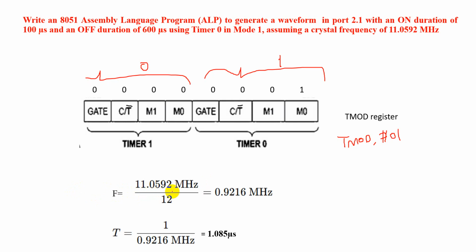So we have to convert it to a machine cycle frequency. We will divide by 12, so we will get a value of 0.9216 MHz. From this we have to convert it to time, t equal to 1 by f. So for 0.9216 MHz, t equals 1.085 microseconds. That means every count takes 1.085 microseconds.